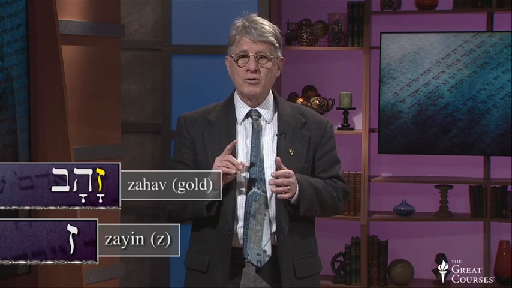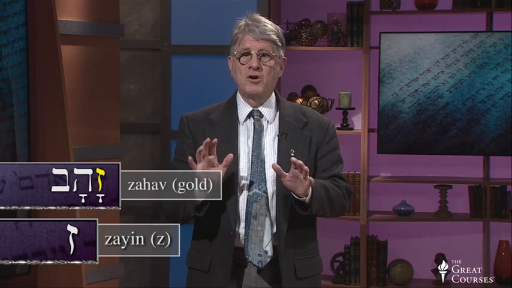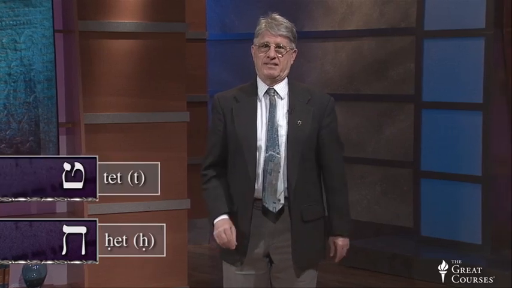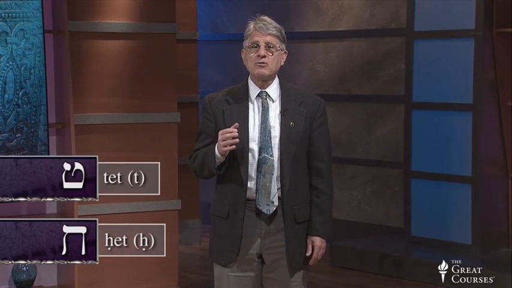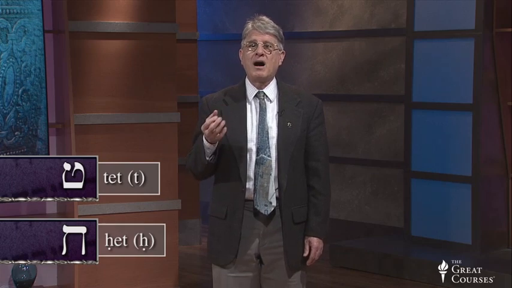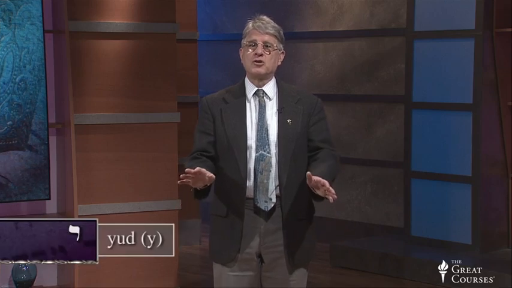After Vav comes Zayin, Z. You can learn the word Zahav, gold. Next in order are 2 letters that rhyme, Chet and Tet. Tet is a T sound. Chet is a guttural sound like the CH in Bach. If you sound like you're gargling, but you make the sound in your mouth, not in your throat, that's close enough for folk music. And the 10th letter of the alphabet is Yud.